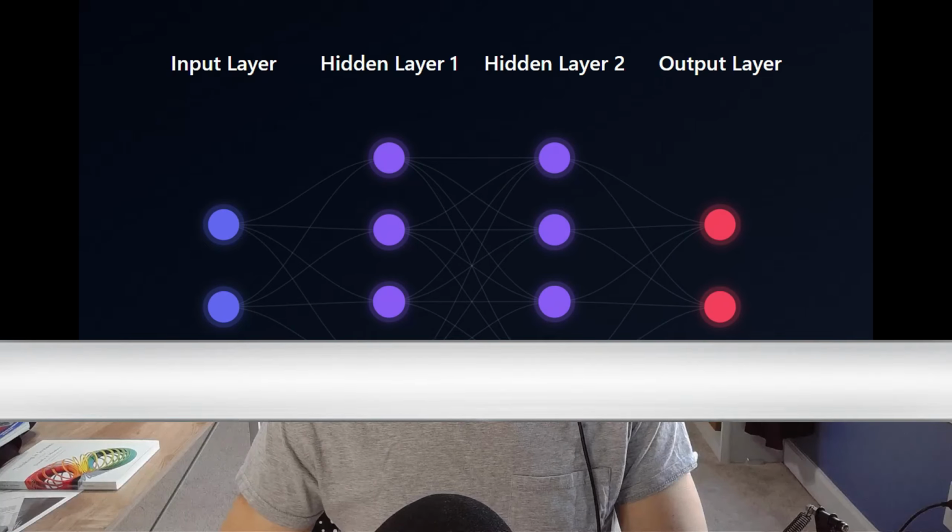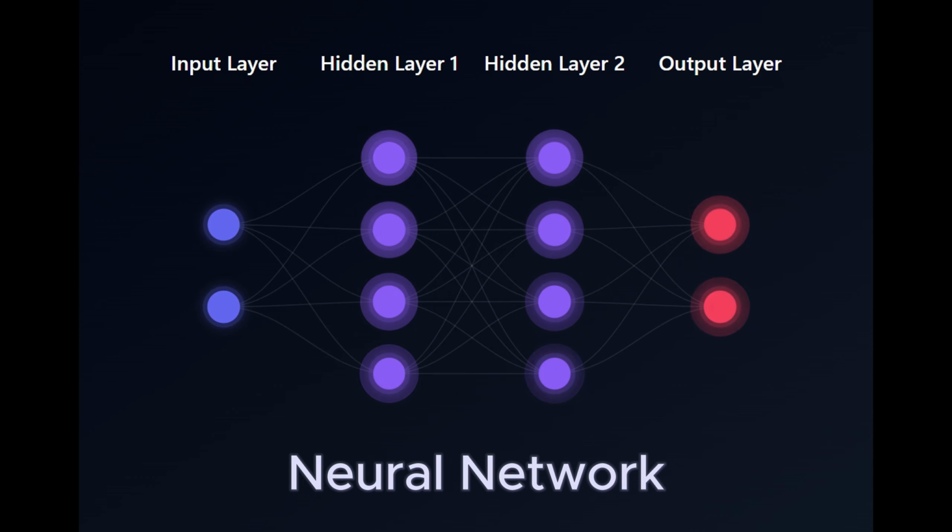LLMs are just a type of machine learning model. More specifically, they're a type of neural network. You may have heard about neural networks in passing or come across them in your job. In short, they're made up of three parts. They have an input layer, a hidden layer, and an output layer. Data goes into the input.